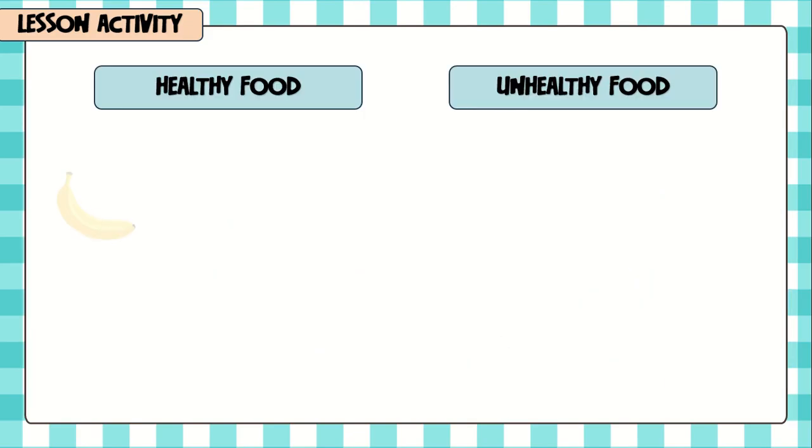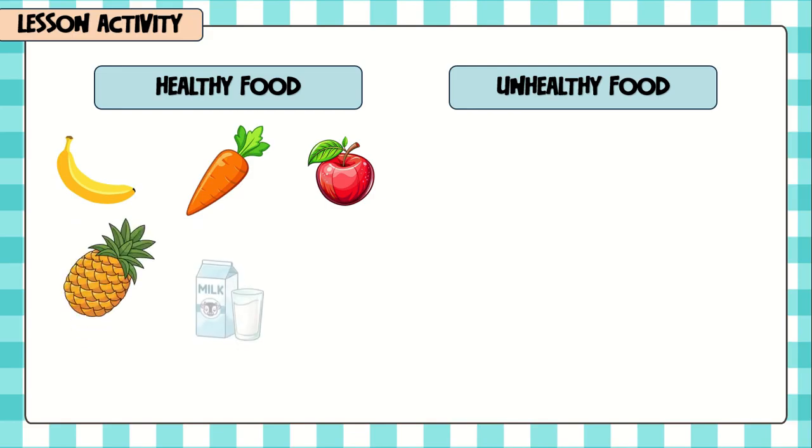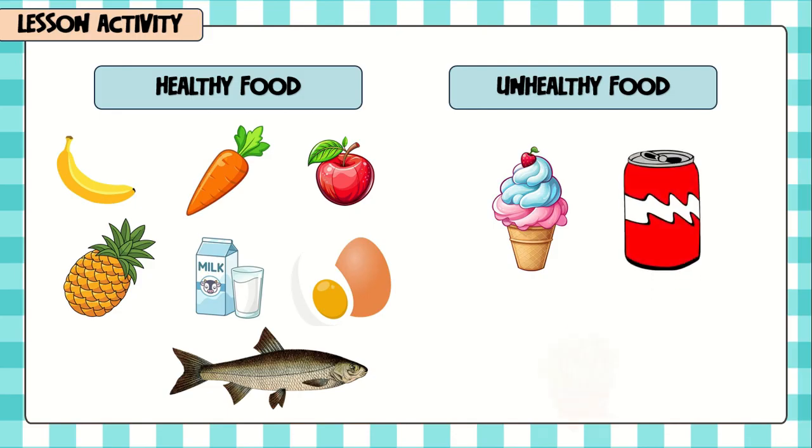For the healthy food, we have banana, carrot, apple, pineapple, milk, egg, and fish. And for the unhealthy food, we have ice cream, soda, and fries.